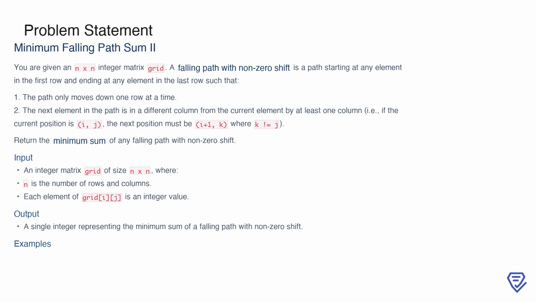This means that if the current position in the path is at column J, the next position must be in a column K where K is not equal to J. The goal is to calculate the minimum sum of all such valid paths that meet this condition. The input is the matrix grid, and the output will be a single integer representing this minimum sum.